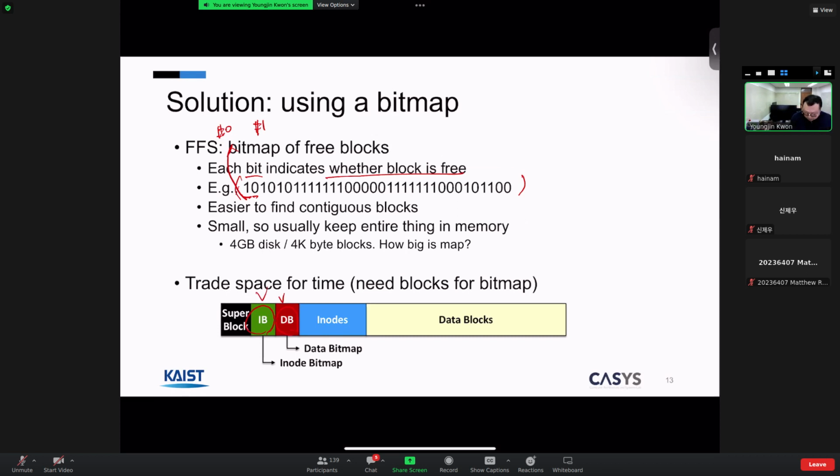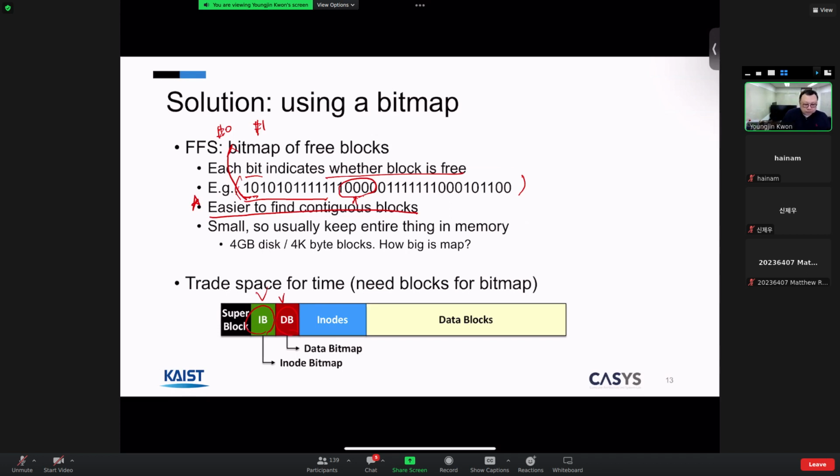This bitmap makes it easier to find contiguous blocks. If I want to find 3 contiguous blocks, you can scan through the bitmap and find 3 blocks that are contiguous and not allocated. Just by simply scanning the bitmap, you can easily find contiguous blocks. Therefore, if you are using a bitmap, it's much better for allocating contiguous blocks, with much better performance than using the free-list-based allocation.